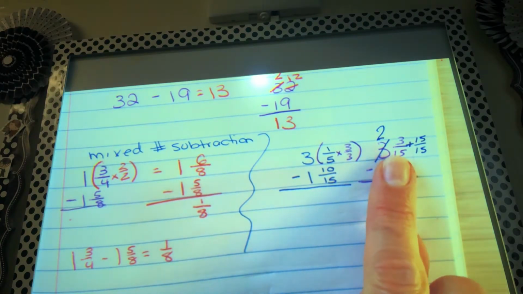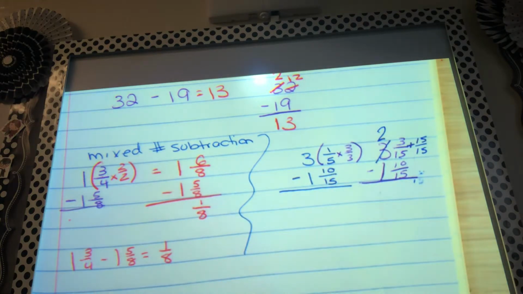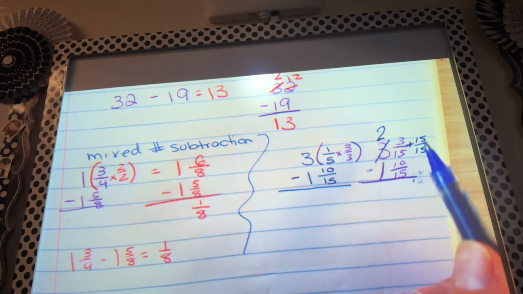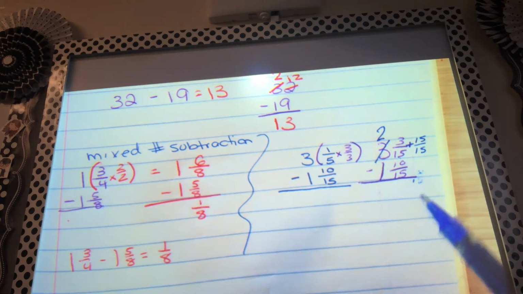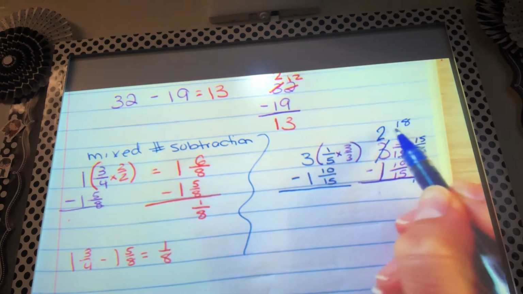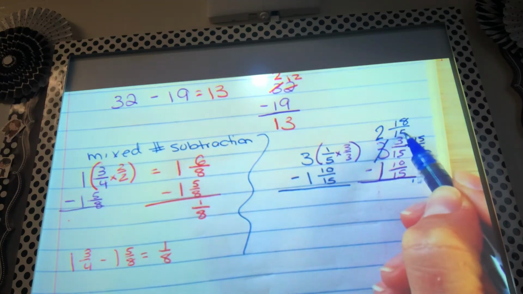If my denominator was 2, I would add 2 halves. If my denominator was 5, I would add 5/5. So I want to add a whole in whatever my denominator is. And if I'm adding a whole, my numerator and my denominator need to be the same. So 3 plus 15 would be 18. And 15 and 15 I do not add. That's telling me how many make up a whole.